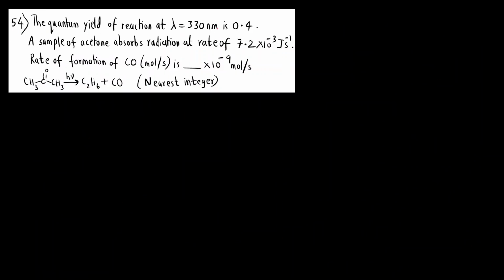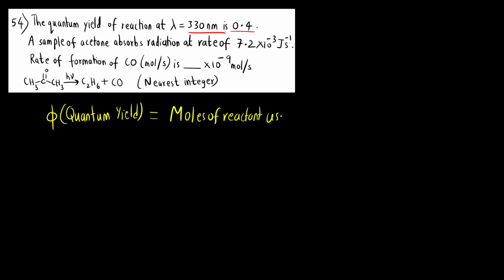Next question: the quantum yield of the reaction at lambda equal to 330 nanometer is 0.4. For this, what must we know? We must first know the formula of quantum yield. What is the formula of quantum yield? Quantum yield is moles of reactant used or reacted divided by moles of photons. What we have to find out is the rate of formation of CO, the product, in mole per second.